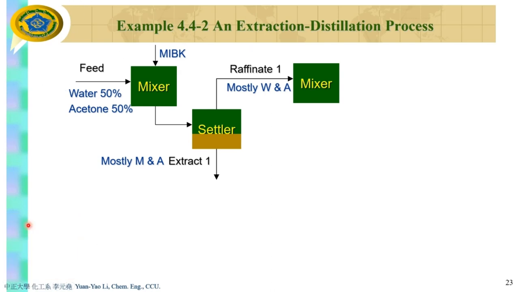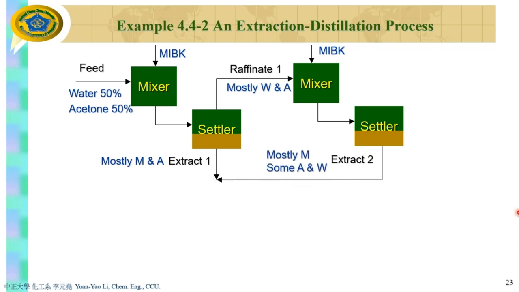Okay, and then you put the MIBK in it again. So this time, again, you have a settler and wait for a while to make phase separation, one is oil phase, one is water phase. And again, you have an extractor two, which is mostly MIBK, and you have some acetone also, but you will have some water because sometimes you cannot do the separation 100%. Maybe 99% or 95% will be enough, right?